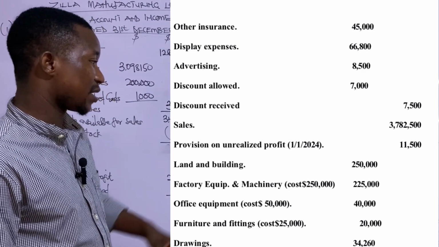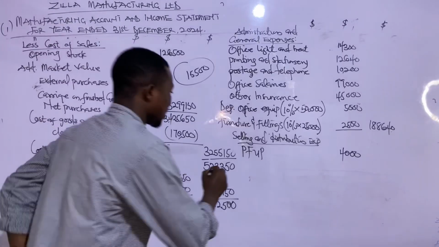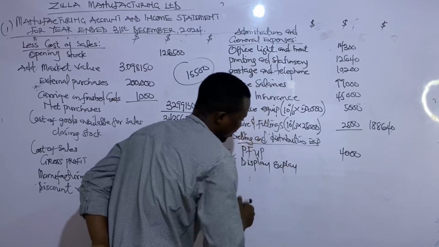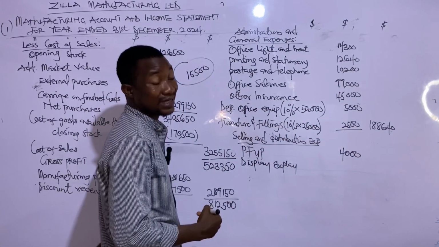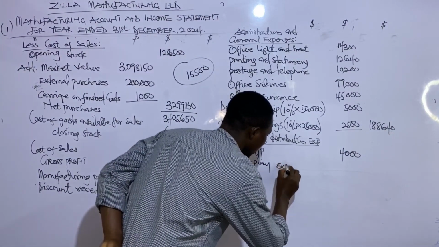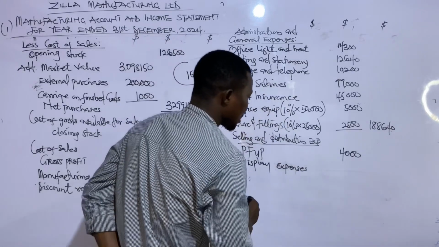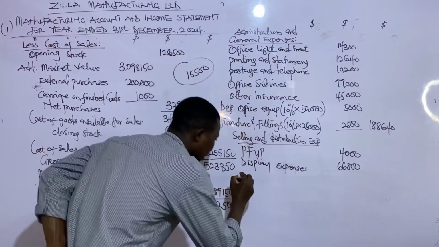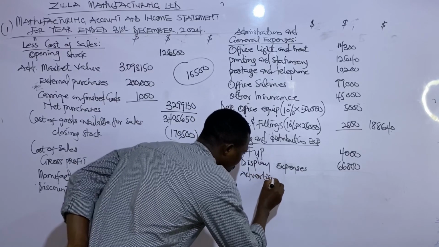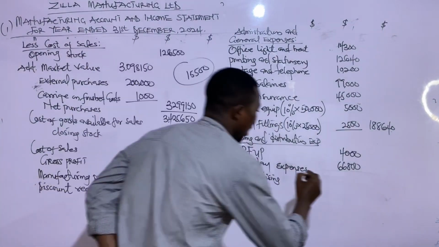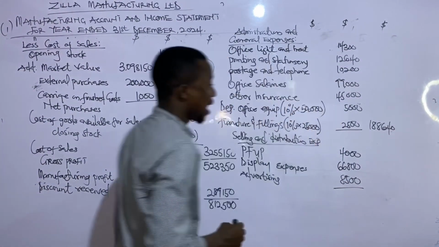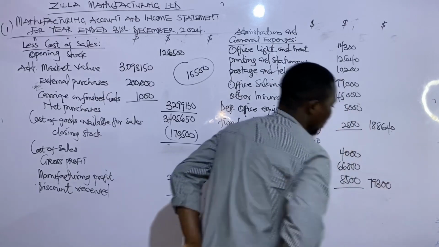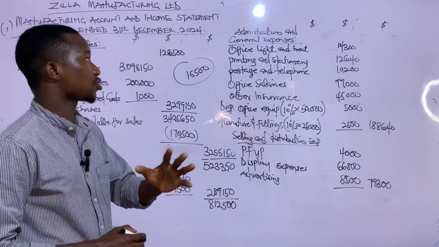Good. So after determining the provision for unrealized profit as selling and distribution expense, the next to look for in the question is display expense. A display expense is like advertisement. You are displaying the cost you incurred in displaying the product for customers to see. So we say display expense. And from the question, the amount is 66,800. Now we have advertising. Advertising falls under selling and distribution, and the cost is also 8,500. So that is all. We add these three. When we add these three, we will get 79,300.